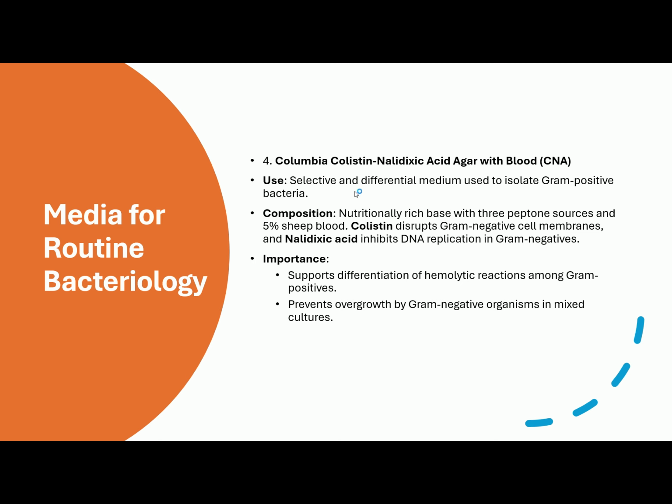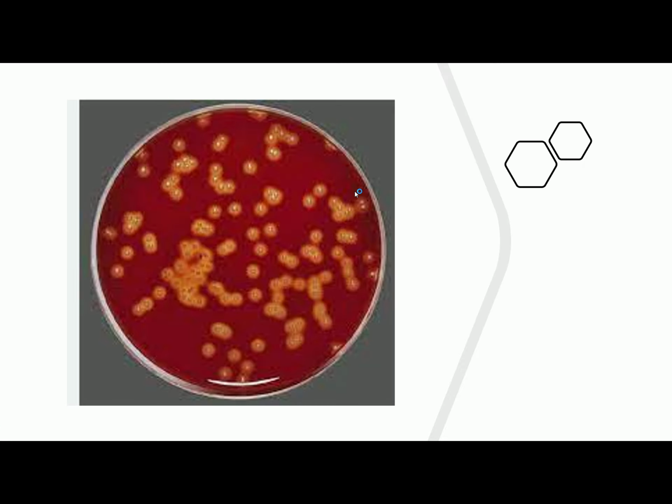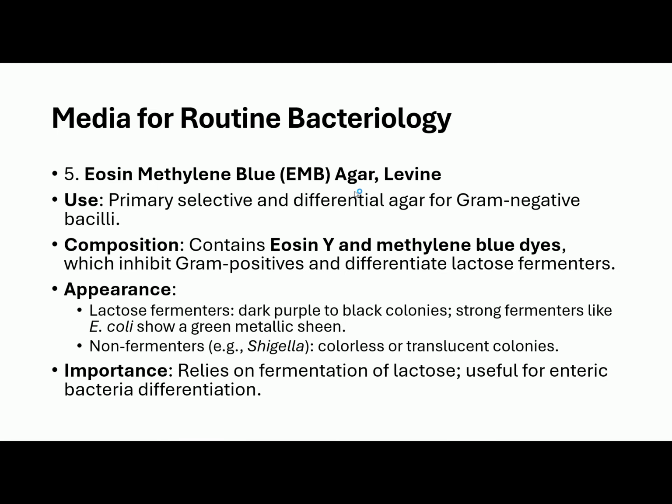So si colistin, sinisira yung cell membrane ng gram-negative. Si nalidixic acid, it prevents DNA replication. So it supports differentiation of hemolytic reactions among gram-positive, prevents overgrowth by gram-negative organisms in mixed culture. So this is your CNA. Next is eosin methylene blue or your EMB agar. So selective and differential din siya, but this time for gram-negative. It contains eosin Y and methylene blue dyes, which inhibit gram-positive and differentiate lactose fermenters.